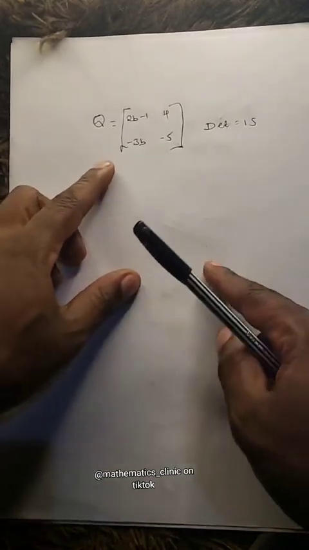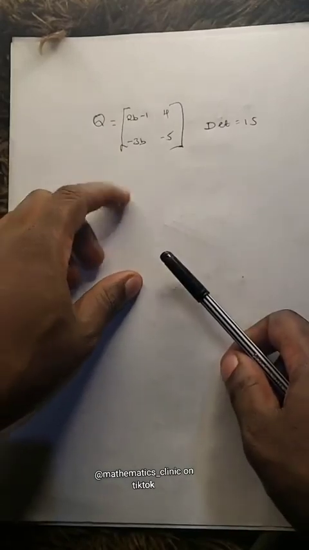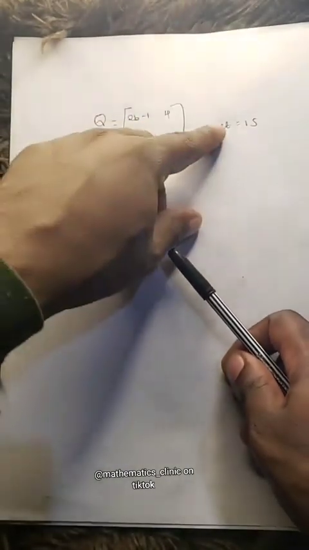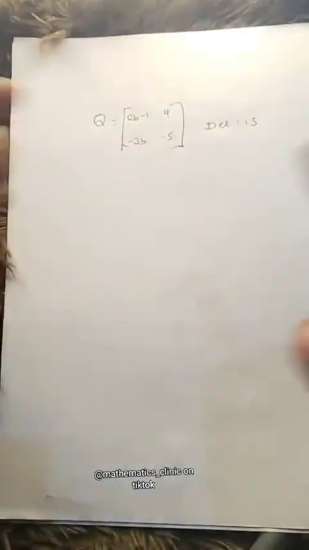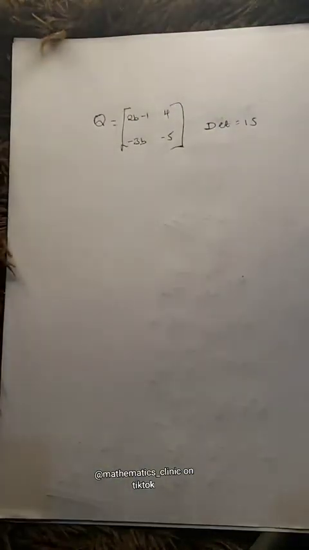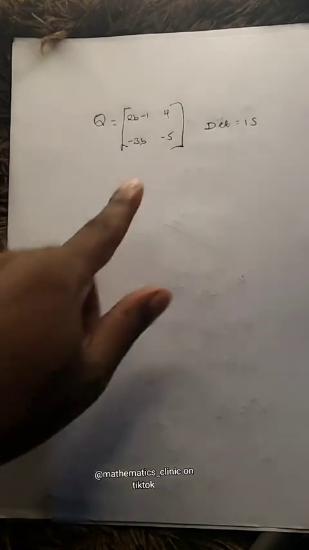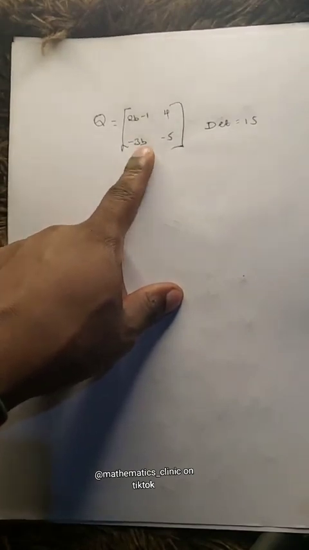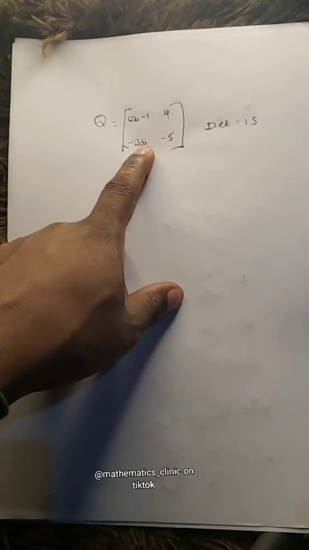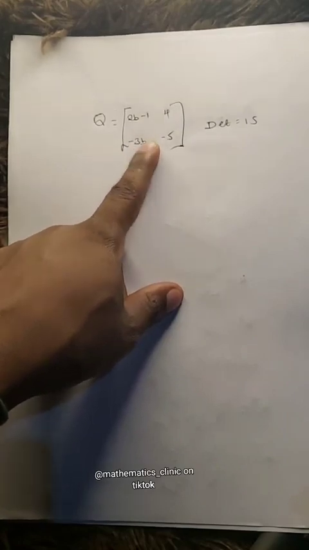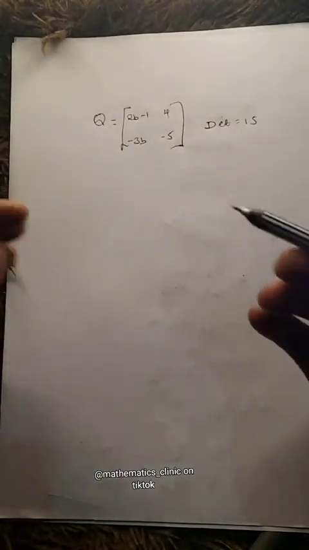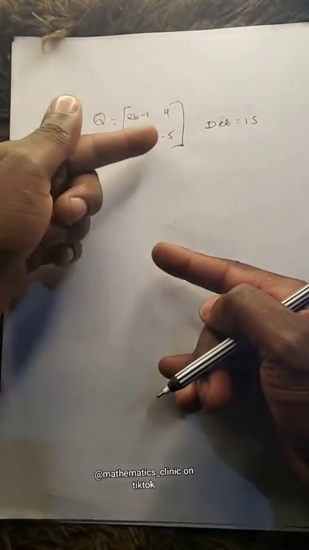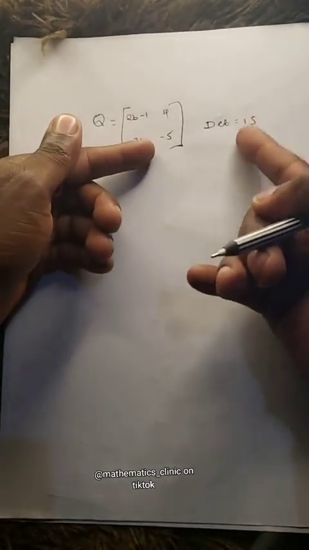So it's saying that given the determinant of matrix Q, this is our matrix Q, and the determinant is 15. This 15 has been given in the question. It says find the value of b. So we want to find the value of that b. How can we find that value of b? Simply by working like we are finding the determinant, even when the determinant has already been given.